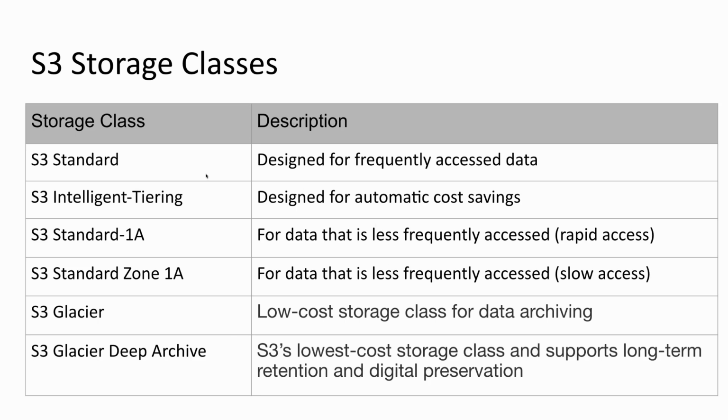And then for the storage classes in between, Intelligent-Tiering is designed to automatically pick the best storage class for what you're using it for. So it automatically shifts the storage class to the best economic access for you. And then S3 Standard-IA and S3 One Zone-IA are for less frequent access. So data that's really frequently accessed is at the top of the chart, and data that's not frequently accessed is at the bottom of the chart.